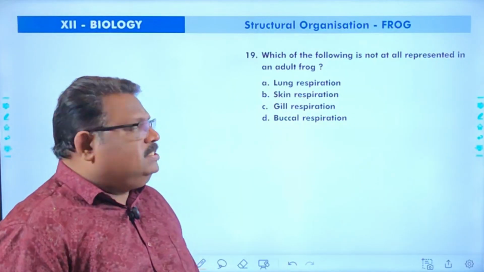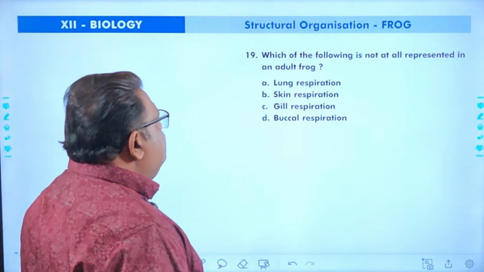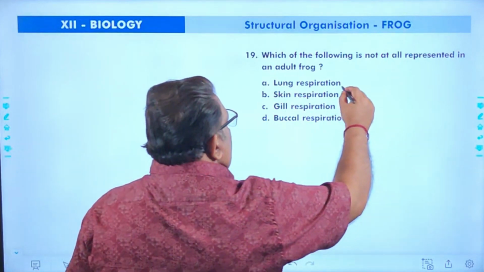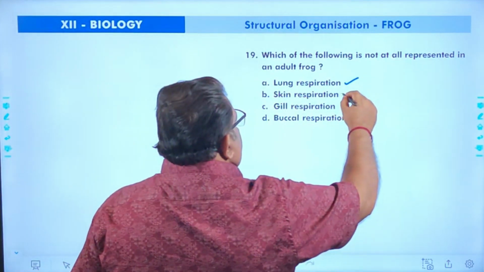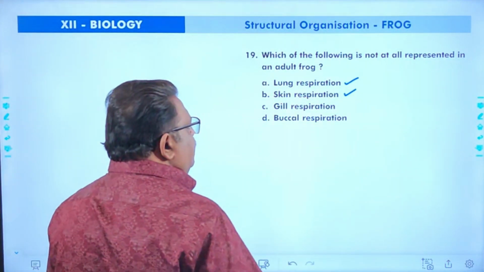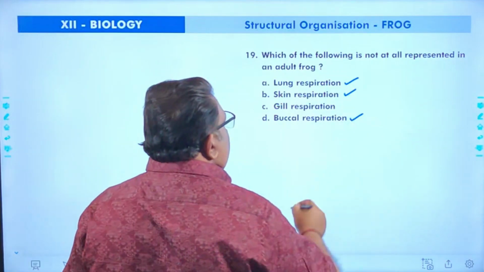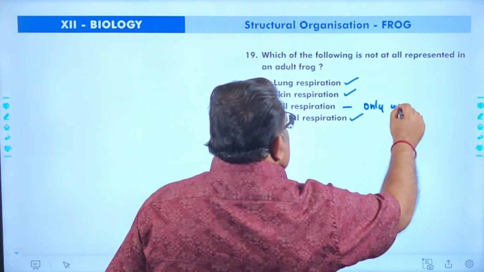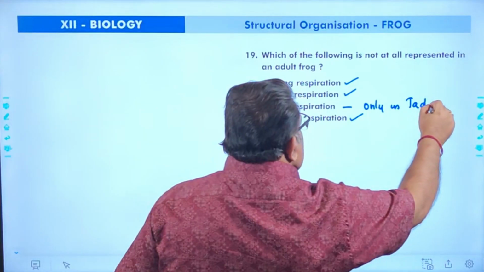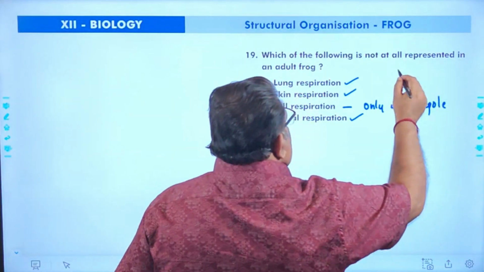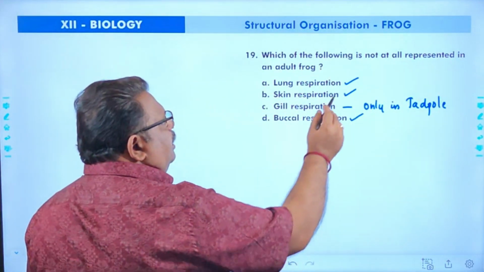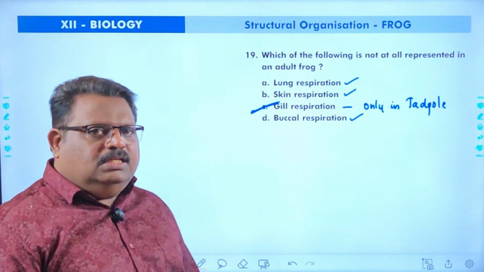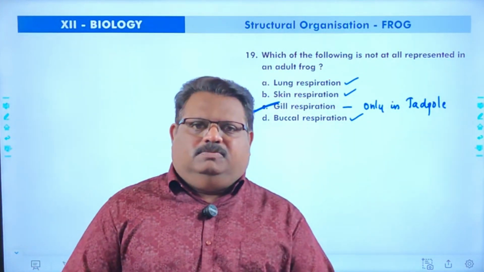This question we already discussed regarding the respiratory mechanisms. Which of the following is not at all represented in adult frog? In adult frog, lung respiration is there, cutaneous respiration is there, buccal respiration is there, but gill respiration is present only in tadpole larva. So the respiration which is not represented in an adult frog is gill respiration. The respiration using gills is called branchial respiration.